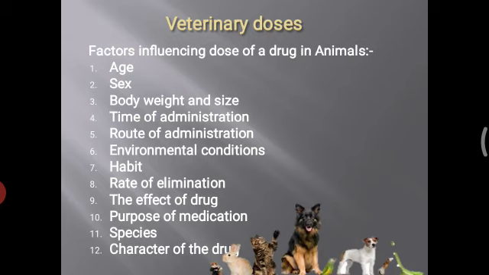First is the age. Young animals need less dose of a drug as compared to adults because young animals are more susceptible than adults.